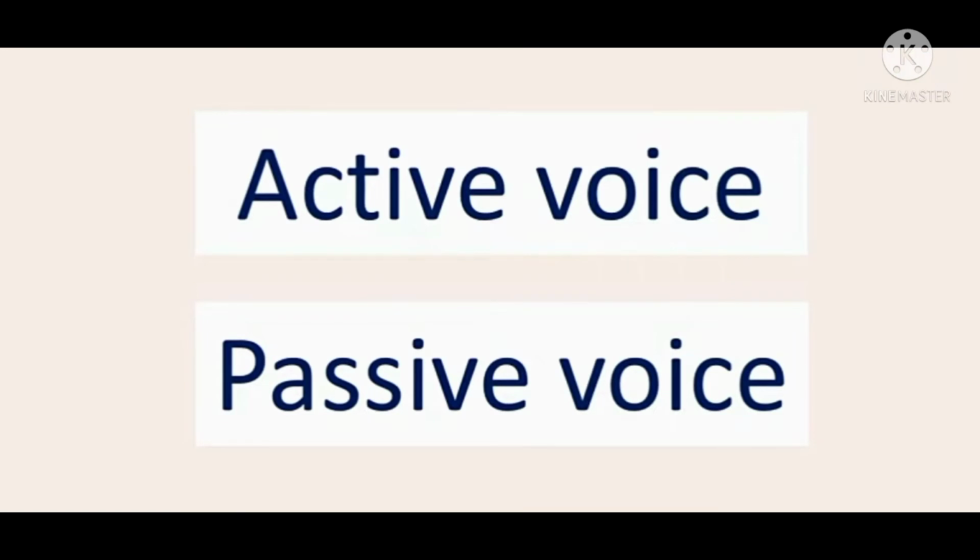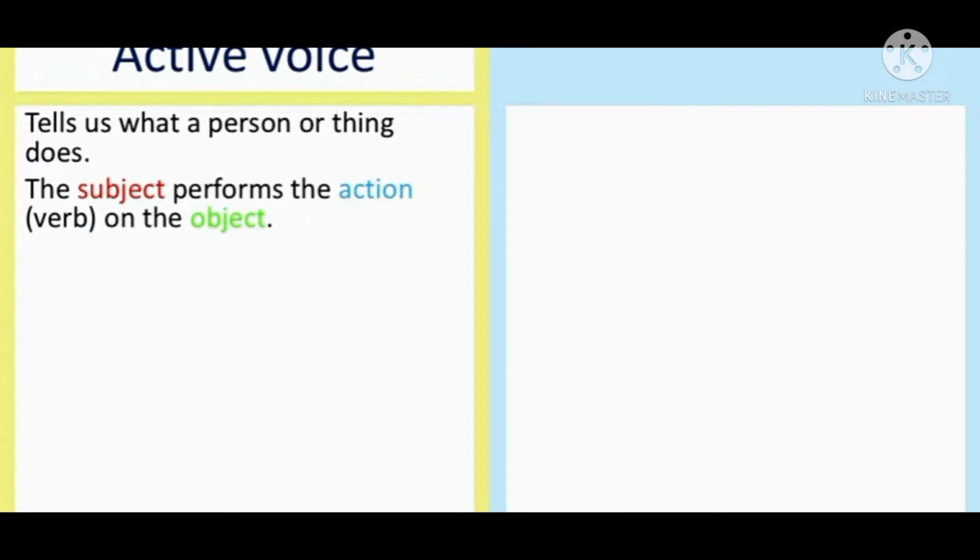Today we are going to discuss a very important topic, that is active voice and passive voice. Active voice means it tells us what a person or thing does. The subject performs the action on the object. Action means verb. The format is subject plus action plus object.